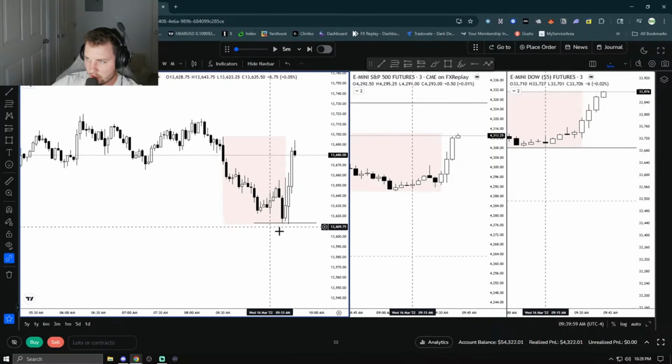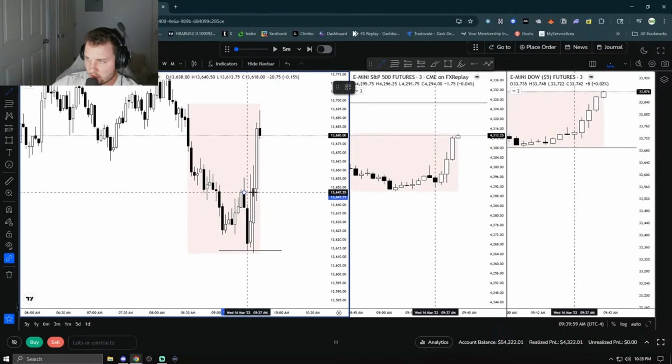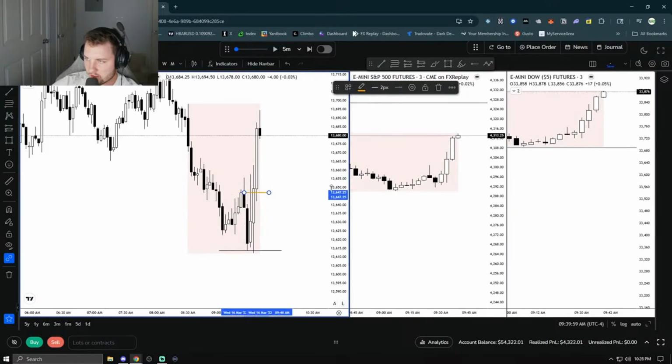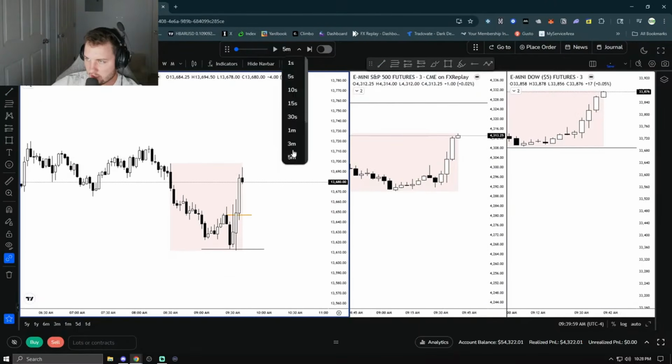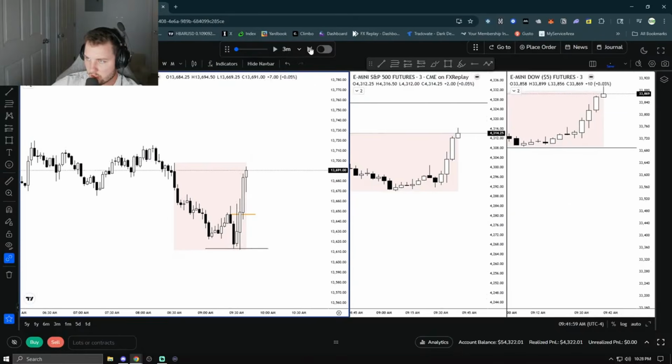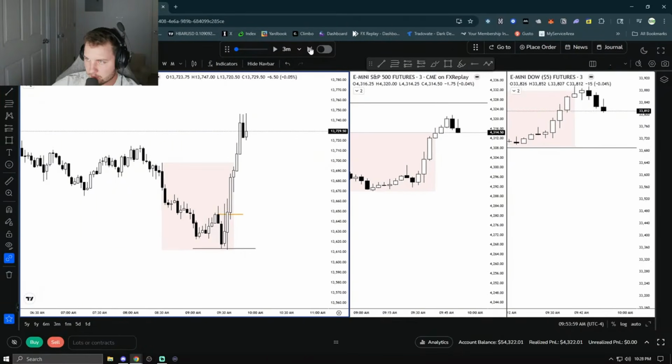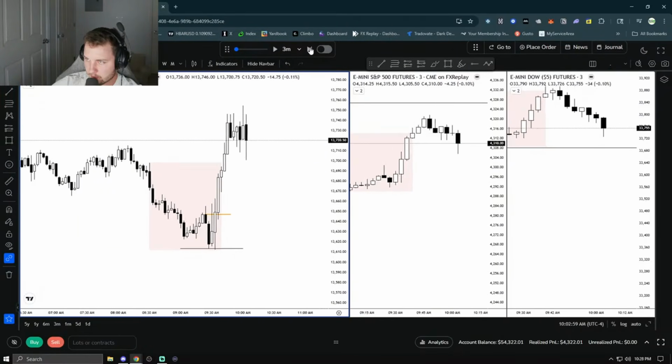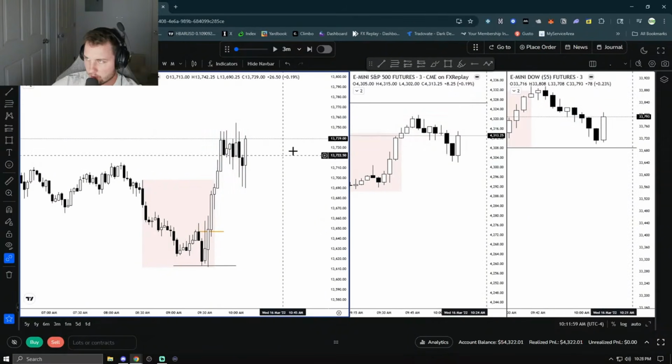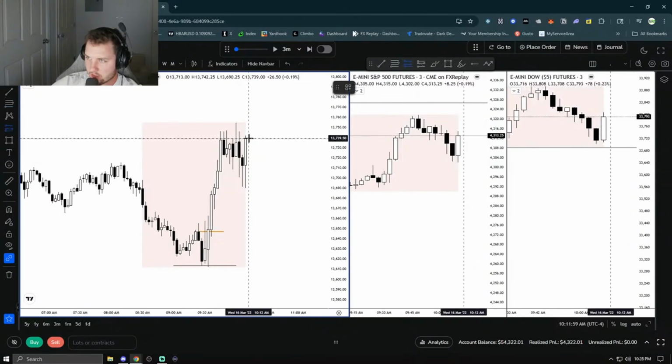So we go to a 3-minute. This is our first order block. So we want to start getting on the buy side of the curve now. So if we, bam. Okay, this looks good.